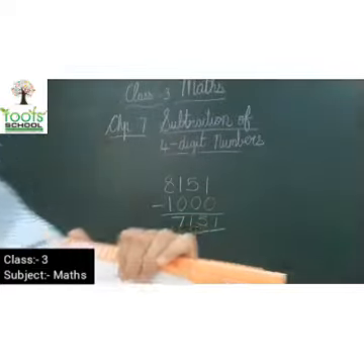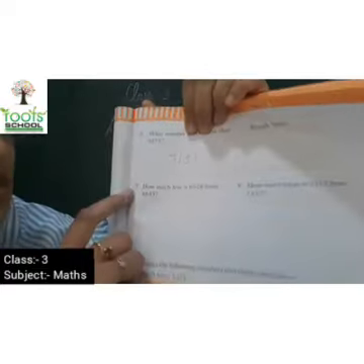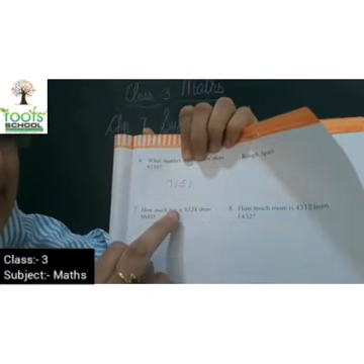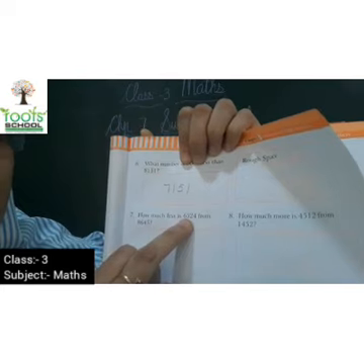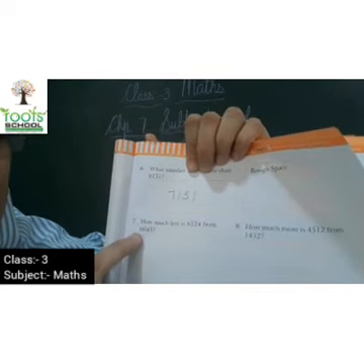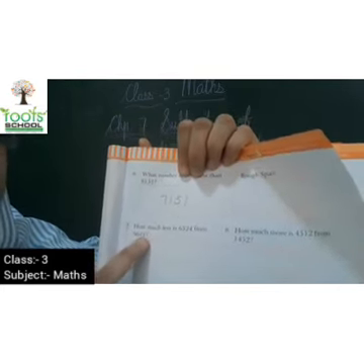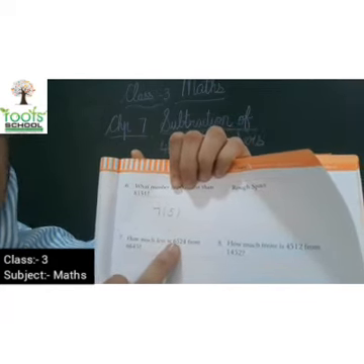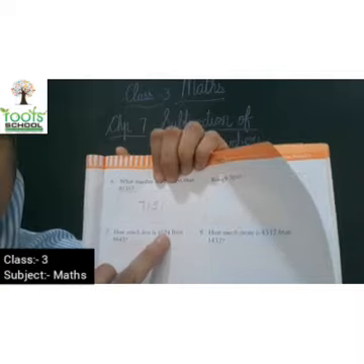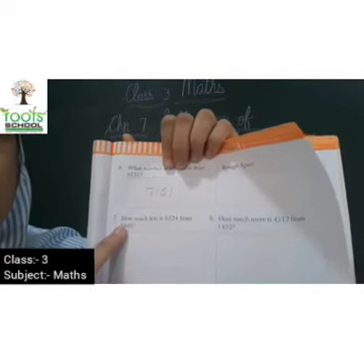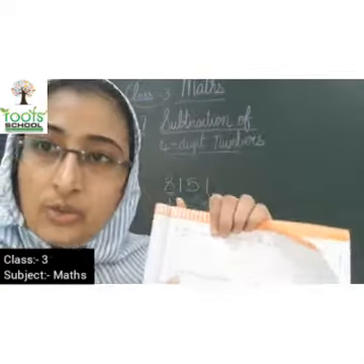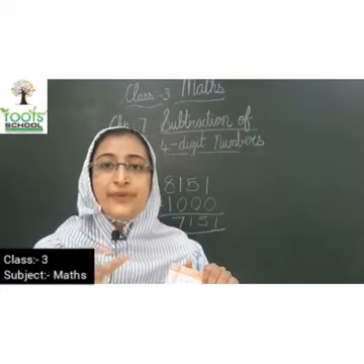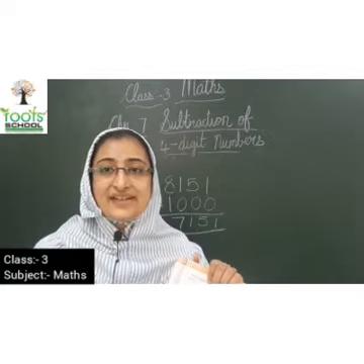Okay. Now kids, let's move on to next sum. How much less is 6224 from 8647? So kids, less is written in front of this number. So this will be a subtrahend and this number is going to be a minuend. Always you know, kids, that minuend is the bigger number and subtrahend is smaller than it.